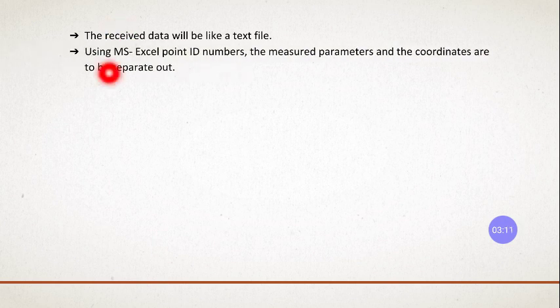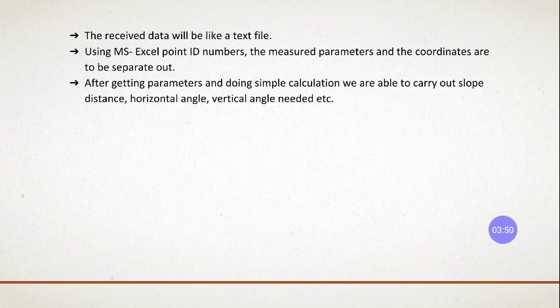Using MS Excel, the point ID number, measured parameters and the coordinates are to be separated. Whichever are the measured points, like if the distance between two points is measured, that and the coordinates are to be separated with the help of MS Excel. You are going to separate the data, the coordinates, and also the distance that is measured by the total station. After getting all the parameters, do simple calculations.